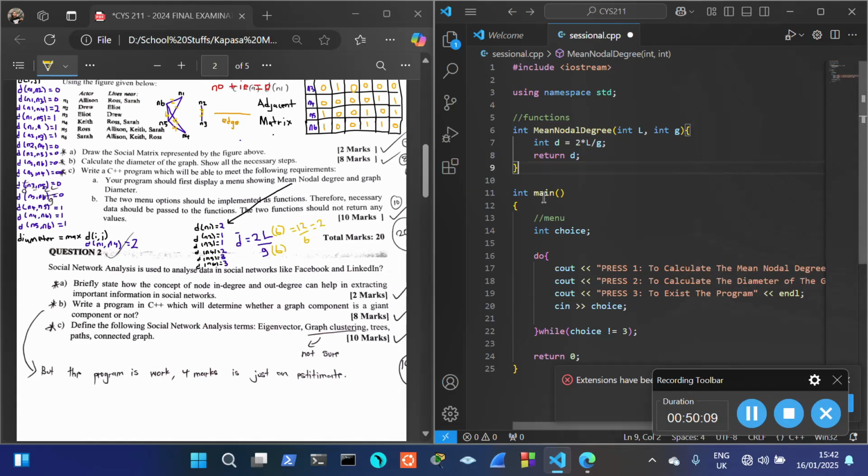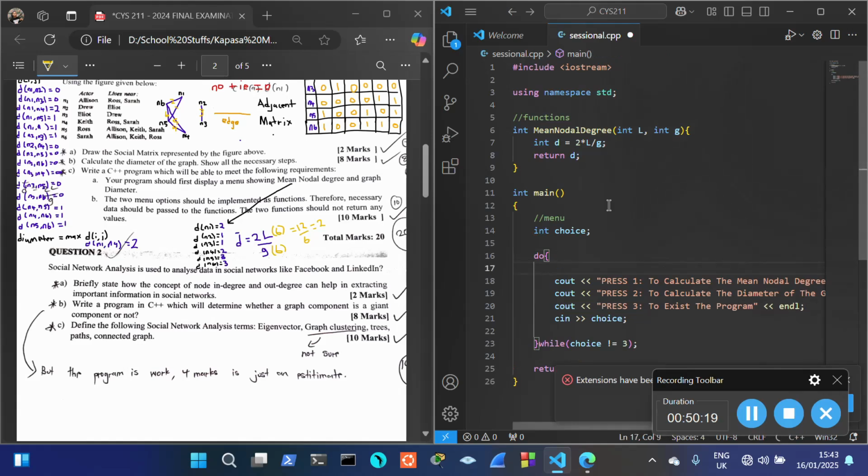So now here inside the main function we need to consider one thing. So starting off with the mean nodal degree, we'll come to the do while. So we have variables such as int l, which represents lines. So we're going to say int lines, because it represents lines. Then comma, we have this variable which is g, which represents graph nodes. We're going to say graph nodes.